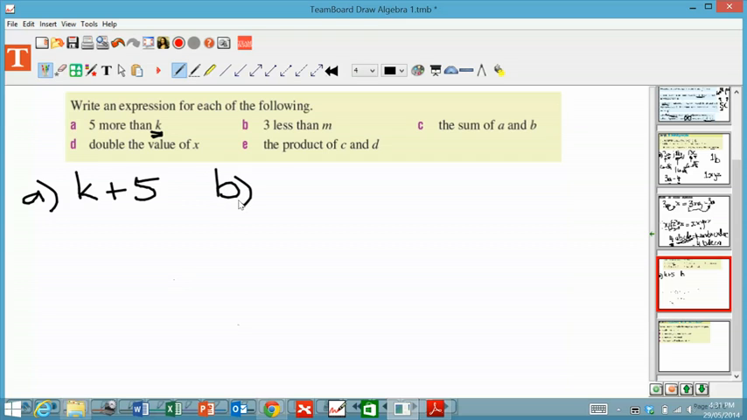But anyway, alright, B, 3 less than M. Okay, so we're going to say we've got M and we've got 3 less than what M is. So it should be M take 3. 3 less than what M is. Alright, and if we wanted to, we could put in a number. So 3 less than 10. How would you write it? 3 less than 10 is 7. So you'd write 10 take 3. Alright, I'm not saying that M is 7, it could be anything.